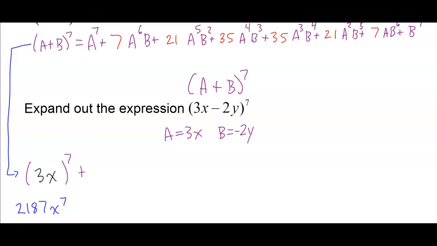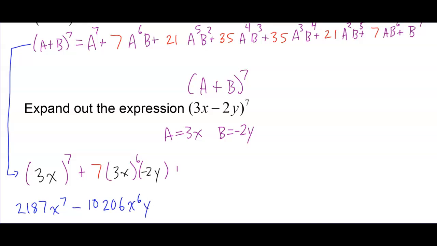The second term is 7a to the 6th b. Well, except it's not just a and b. A is 3x, b is negative 2y. So this term, you've got to work out 7 times 3 to the 6th times negative 2, and you get negative 10,206, x to the 6th y.